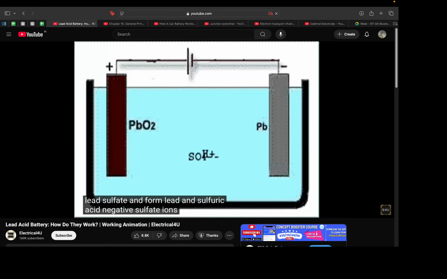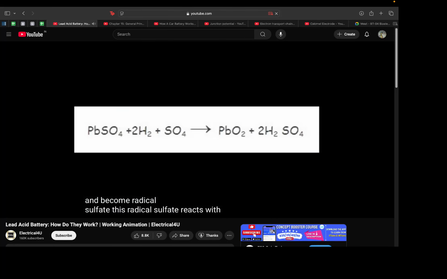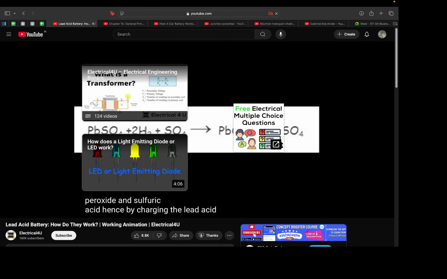Negative sulfate ions move towards the electrode connected with the positive terminal of the DC source, where they will give up their extra electrons and become radical sulfate. This radical sulfate reacts with lead sulfate of the anode and forms lead peroxide and sulfuric acid. Hence, by charging, the lead acid storage battery cell becomes ready for discharging.